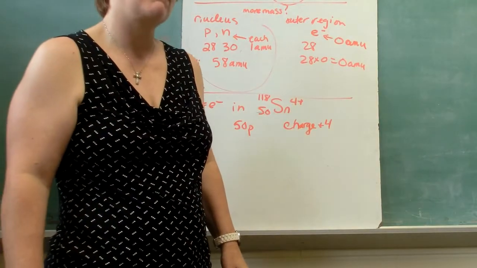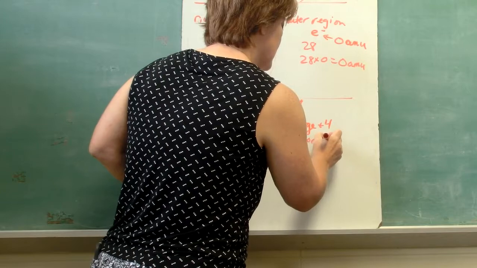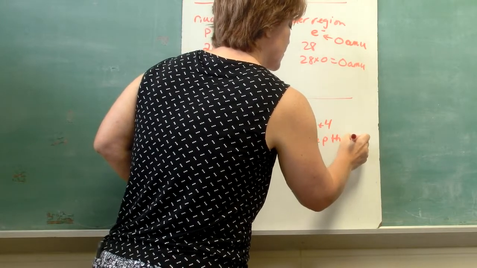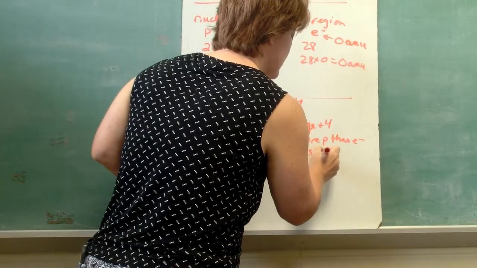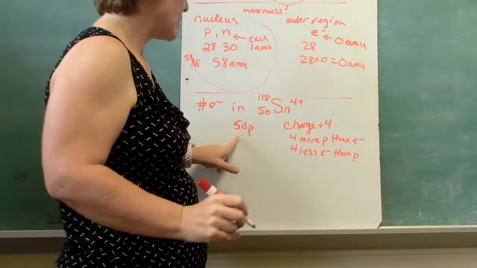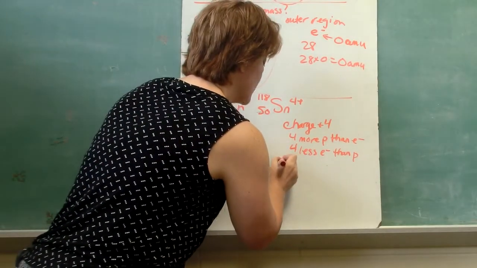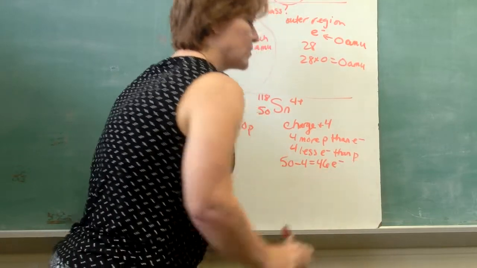If the charge is +4, that means it has 4 more protons than electrons. Well, I could flip that and say 4 fewer electrons than protons. So I know my protons are 50. 4 less than that is 46 electrons.